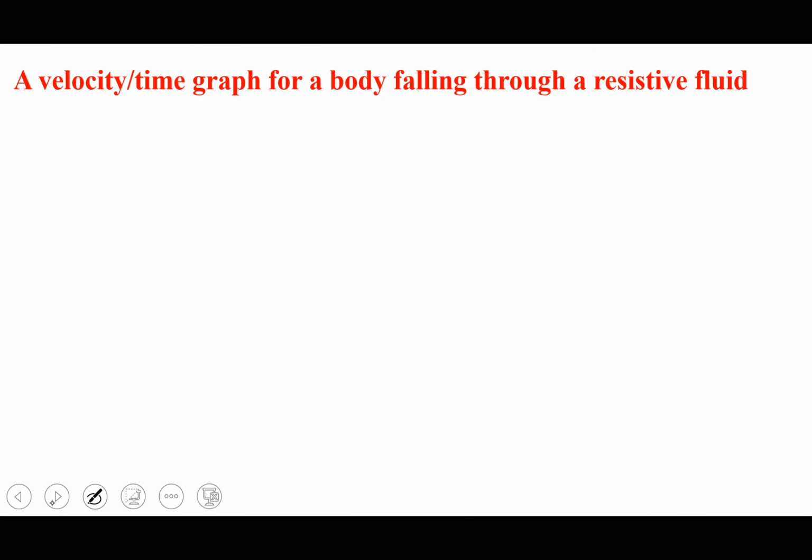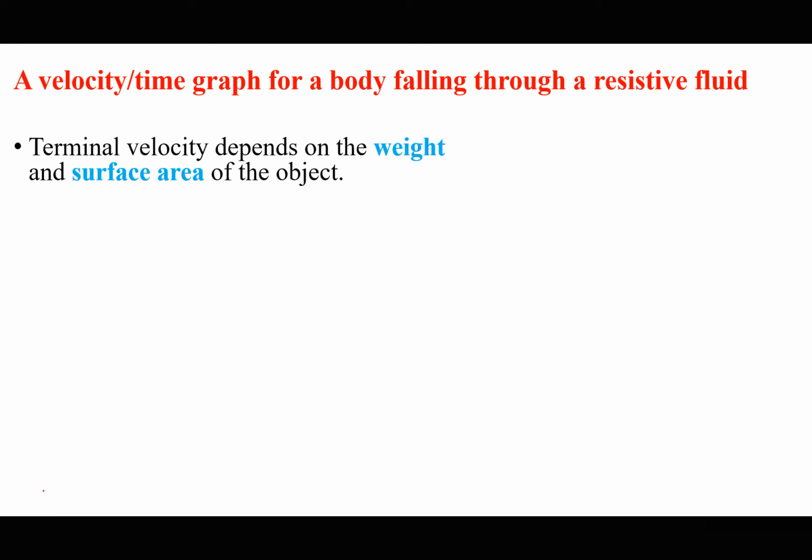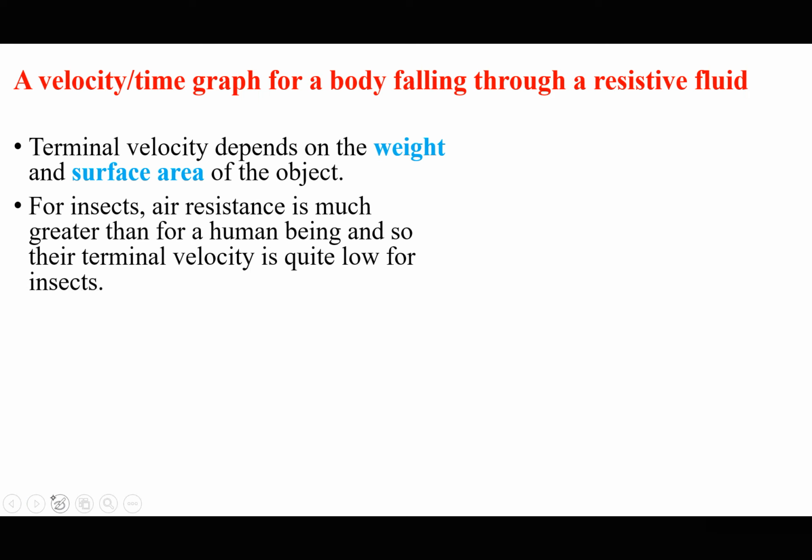So a velocity time graph for a body falling through a resistive fluid. You must also have seen this in a unit called kinematics. But if you haven't seen this, then I can talk about it here. So the terminal velocity depends on the weight and the surface area of the object. For example, insects are very light in weight, so air resistance is much greater relative to their weight, and so the terminal velocity is quite low for insects.